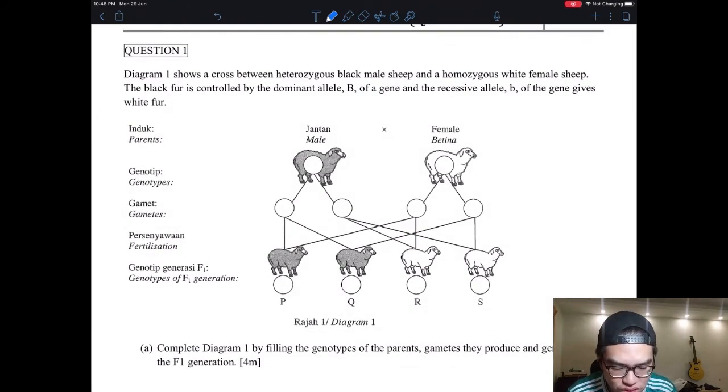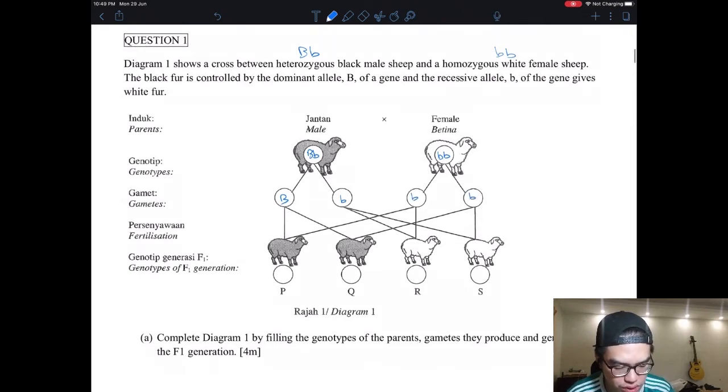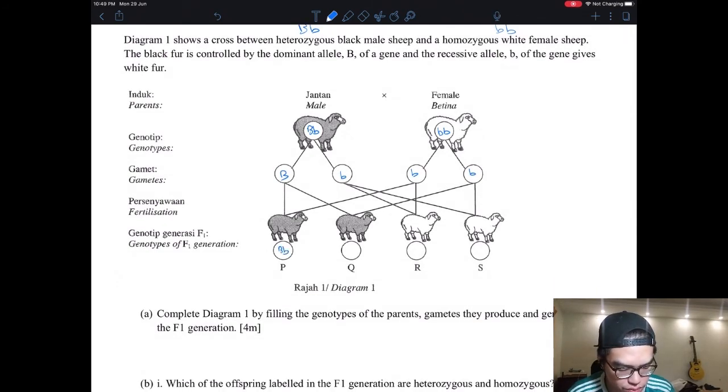It shows a cross between heterozygous black. Heterozygous means big, small lah. And a homozygous white, which means small. Black fur is dominant, and white fur is recessive. So the male is big, small, the female is small. The sperm will be half big, half small, the ovum will be all small. So when you cross them together, this is big, small, small. Like one of our 4 scenarios up there. This applies to sheep. Same thing.